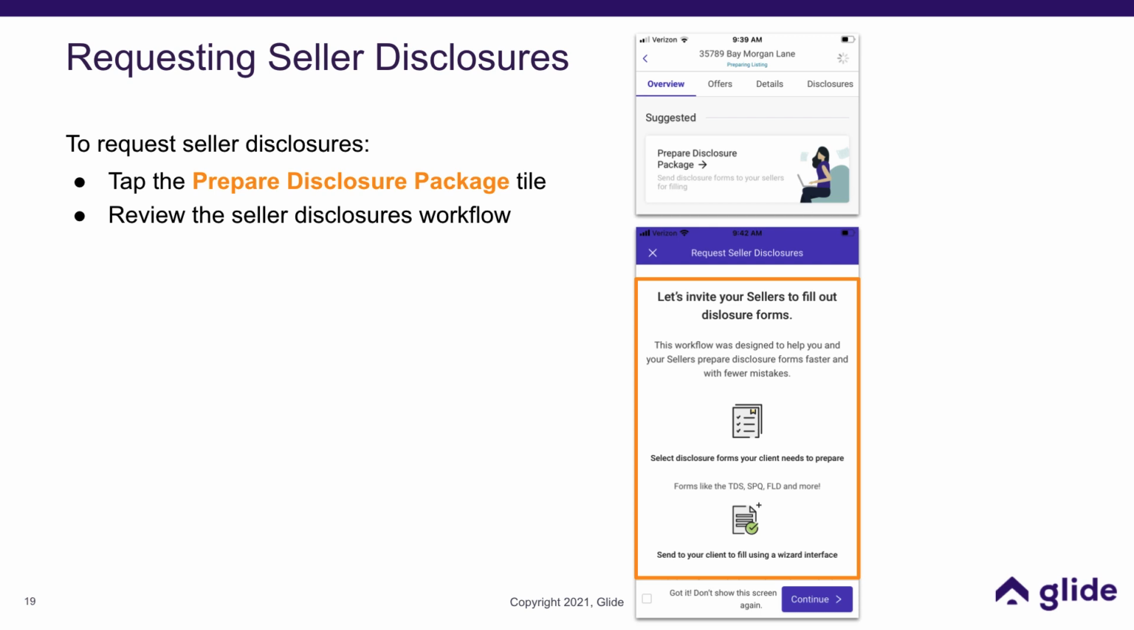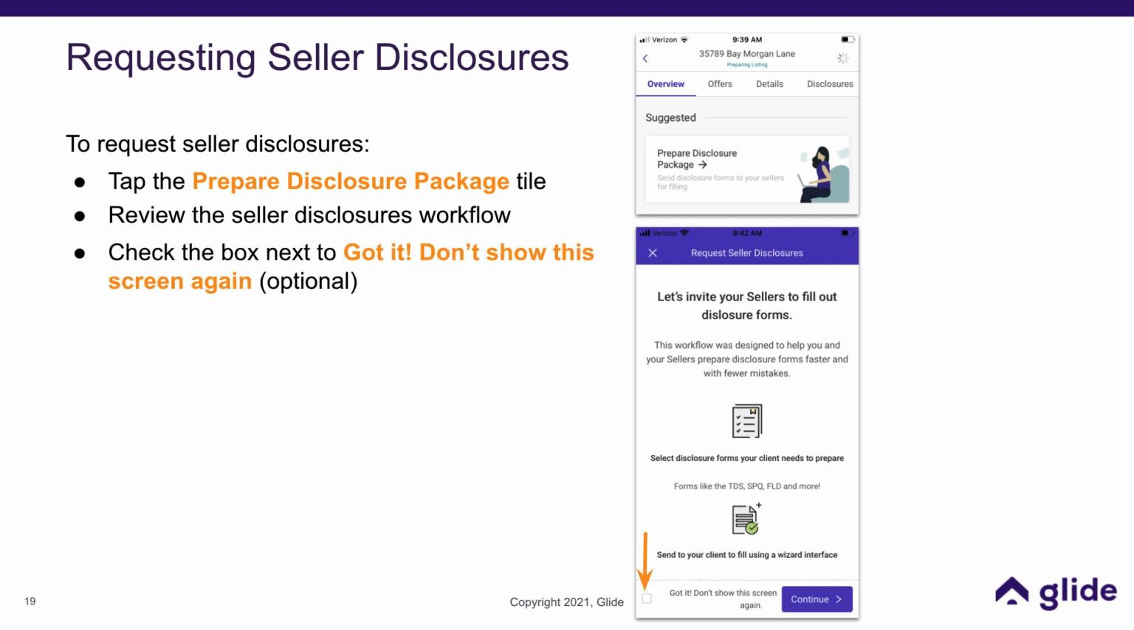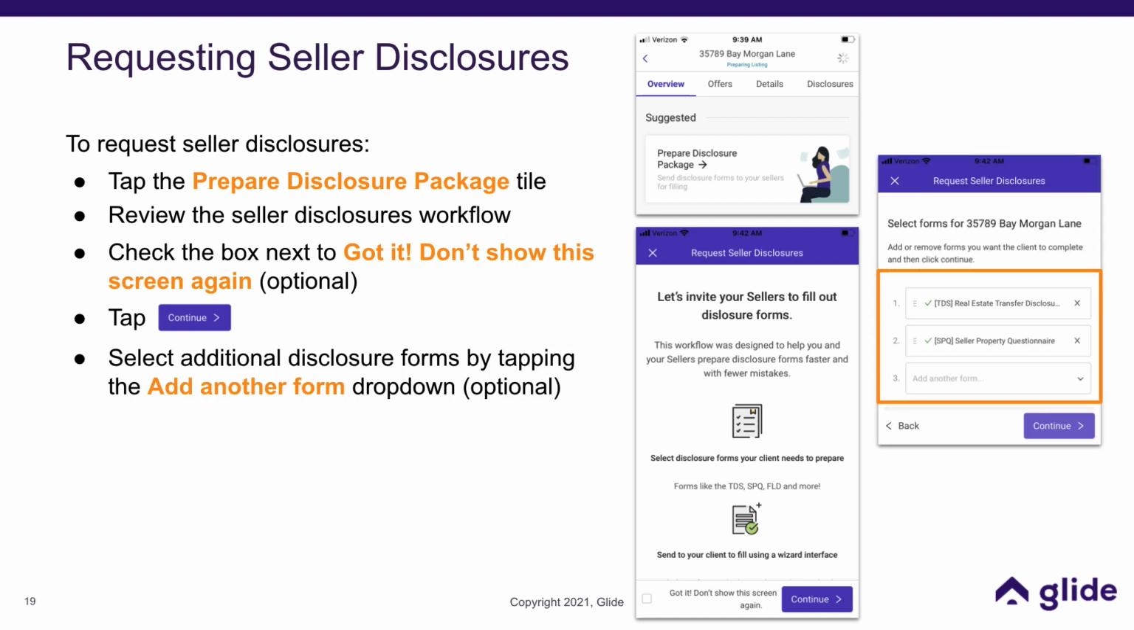Optionally, you can check the box next to Got It, don't show this screen again to bypass the introduction screen the next time you are preparing a disclosure package for future transactions. Next, tap Continue. The TDS and the SBQ will be added by default, but you can select any additional disclosure forms by tapping Add Another Form dropdown and selecting a disclosure from the list. Once all required disclosure forms have been selected, tap Continue.